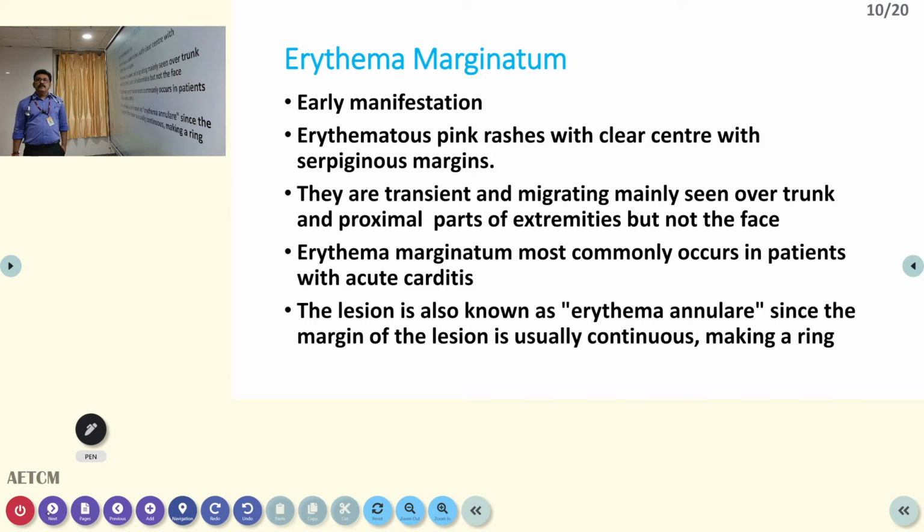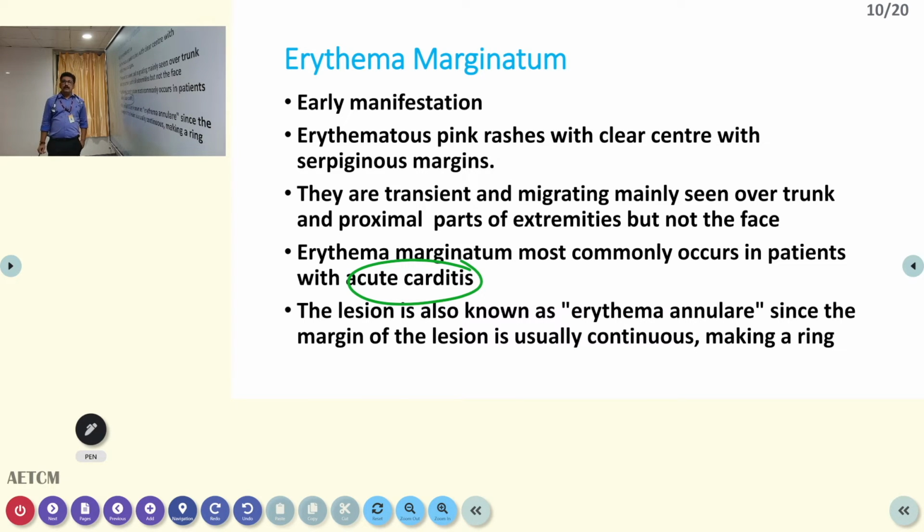Erythema marginatum is a skin manifestation of rheumatic fever. That is pink rashes with clear center. That is very important. These margins are wavy. They are called serpiginous margins. They are also transient and migrating type of rashes. They are mainly seen in the trunk and proximal part of extremities, but not on the face. It commonly occurs in patients with acute carditis. So here also, in patients with carditis, these features are very prominent.